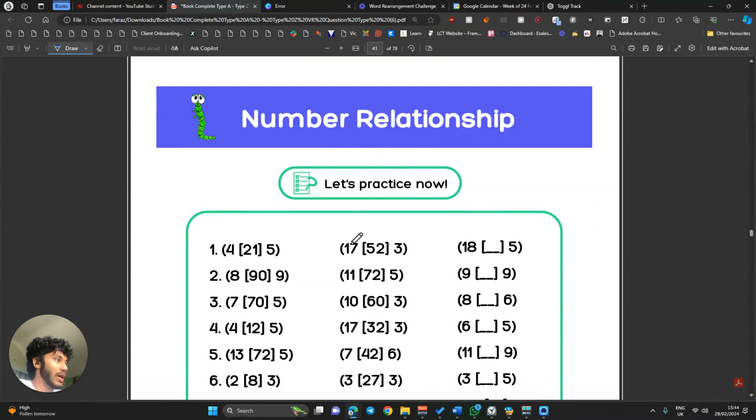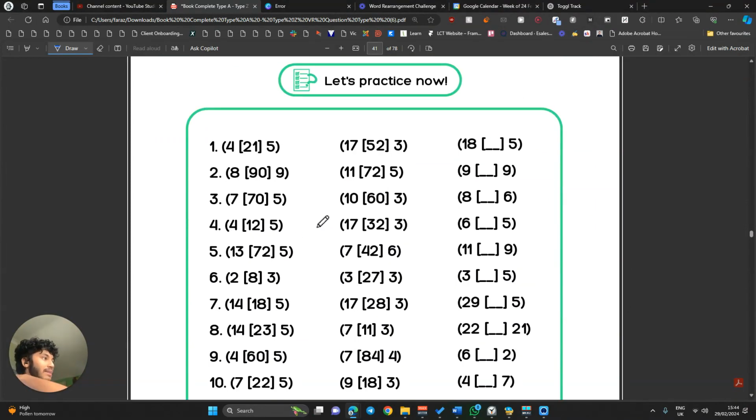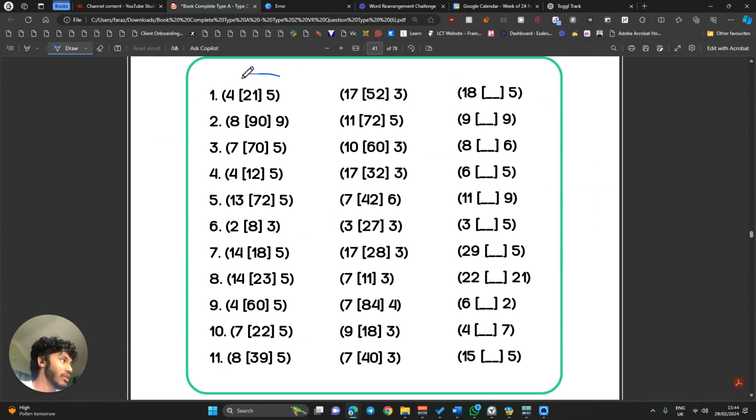Right, let's go on to the practice now section, and straight away we're going to just look at the first section, so you see what might be causing 4 and 5 to turn into 21. Immediately what I think is, it's 4 times 5 and then they added the 1, so it'll be 20 and then they just added the 1. Right, and then we have to see if this works for this one as well.